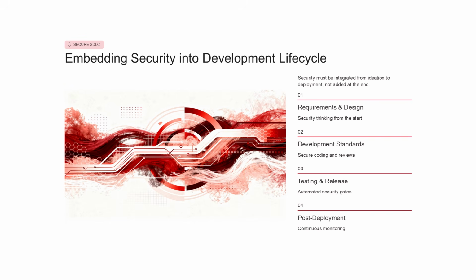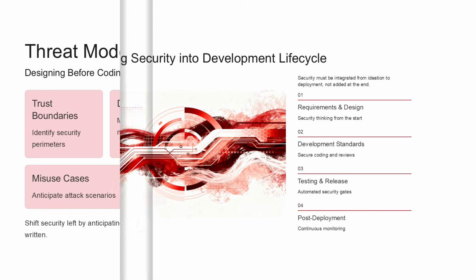As an architect, you must define secure coding standards, threat modeling expectations, security review gates, approval checkpoints, documentation requirements. Secure SDLC is governance through design. It ensures that security is not optional. It becomes part of the delivery rhythm.